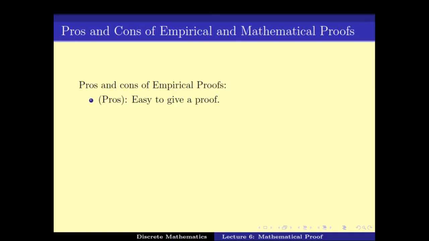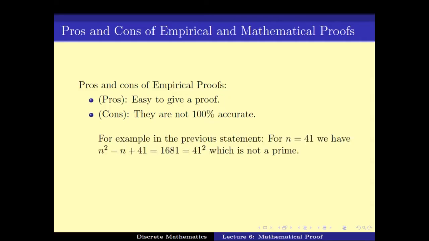But there is a downside to it. The downside is that they are not 100% accurate. Now it's obvious why. Because for example in the earlier statement, we have just tried out the statement n squared minus n plus 41 is a prime on just a finite number of points. It is humanly impossible to test it out on an infinite number of points. So there might be a mistake somewhere. There might be some n for which it is not true. And in fact, that's what happens.